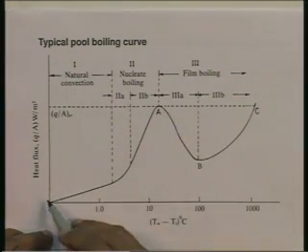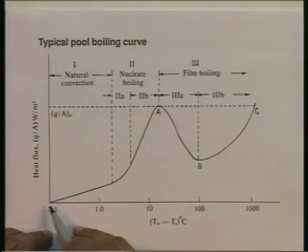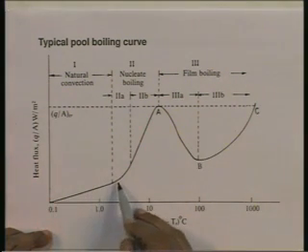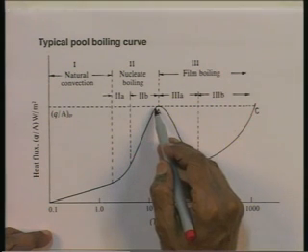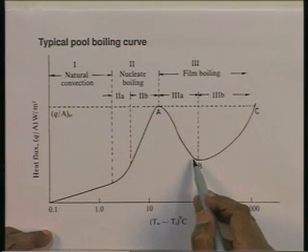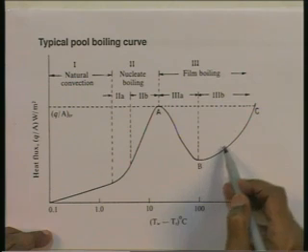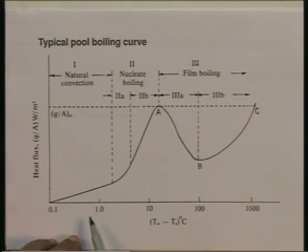Q by A does not keep on going up with T W minus T S. It first increases slowly, then it increases more sharply, then it goes through a maximum and goes down, and then again it goes through a minimum and keeps going up. This is the nature of the curve that you get as you go on repeating the experiment with higher and higher values of T W minus T S.